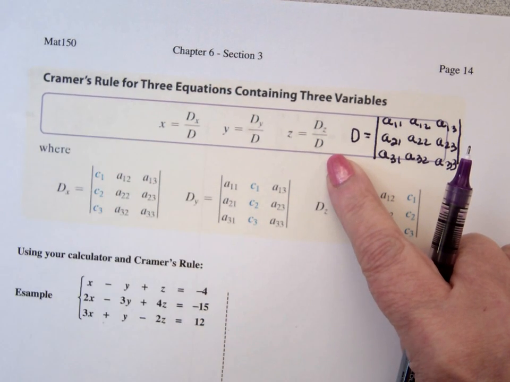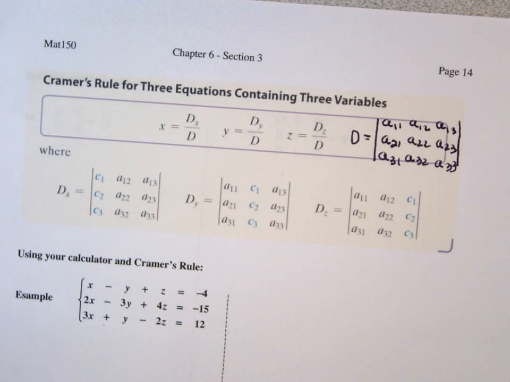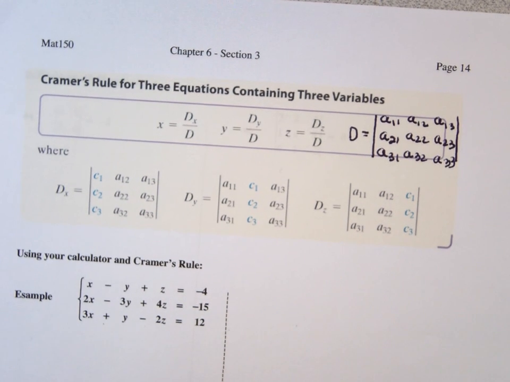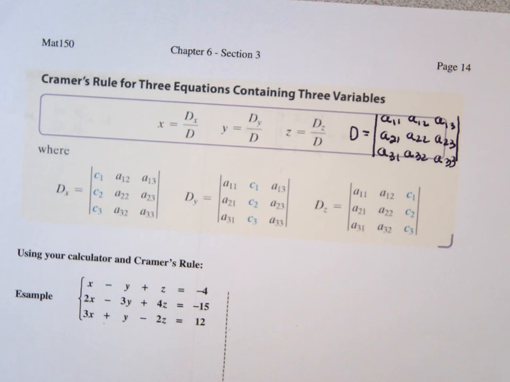The first thing I do is calculate out all the determinants. I calculate out D, D sub x, D sub y, D sub z, however many I have, and then I calculate out the final x, y, and z once I have the values for all the determinants.